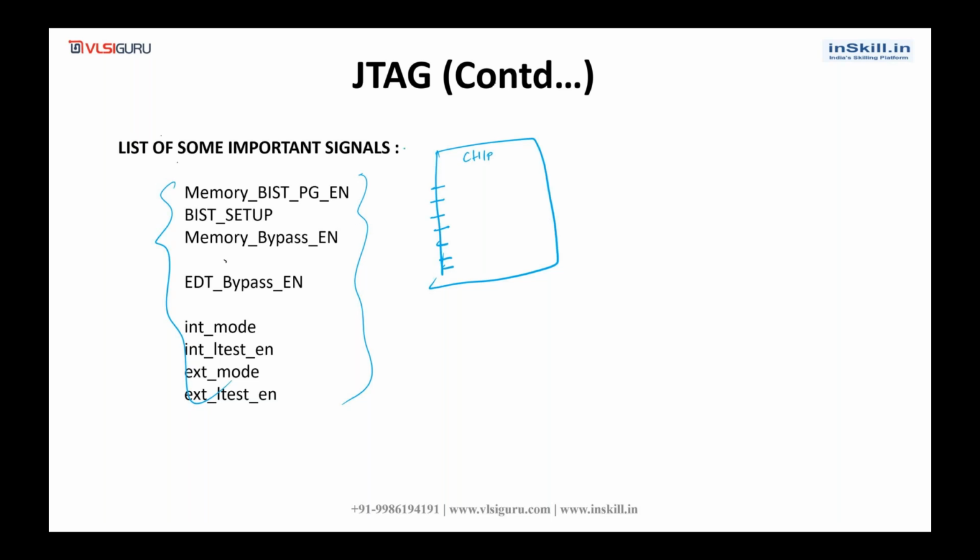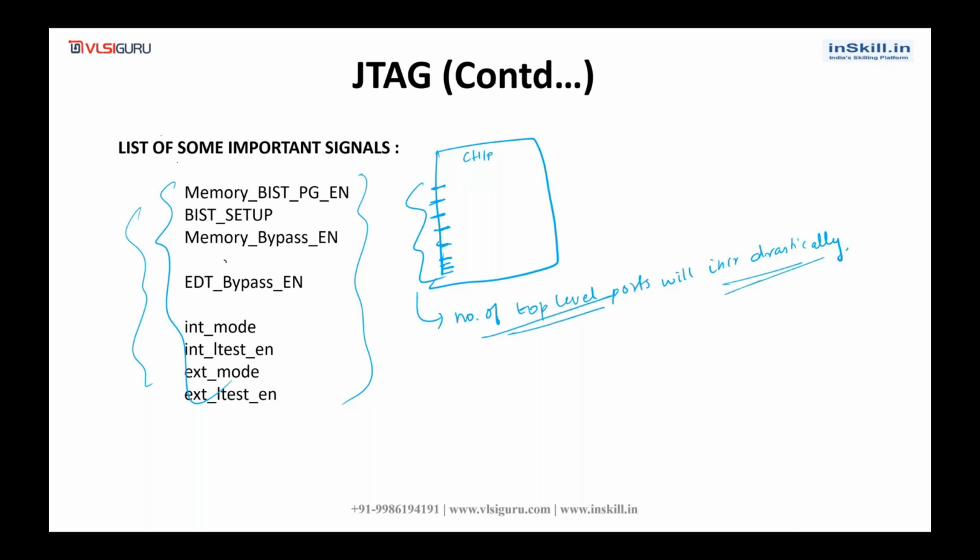The number of top level ports will increase drastically. Okay, so if these are some list of important signals, there will be many more signals like this. If all these signals are to be controlled from the top level, and we allocate a top level port to control each and every signal, then what will happen? The number of top level ports will increase drastically.